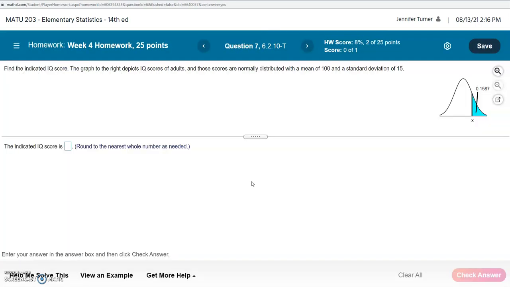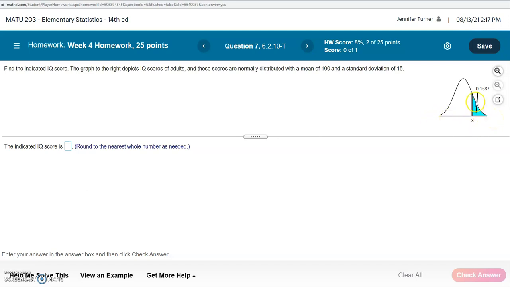Last type, this one says find the indicated IQ score. The graph to the right depicts IQ scores of adults, and those scores are normally distributed with a mean of 100 and a standard deviation of 15. So they've already given us the graph in this case. So we basically want to know the probability, or rather we want to know what IQ score. See, the value down here is an IQ score that we don't know. It's an IQ score or a data value because it's on that bottom axis.